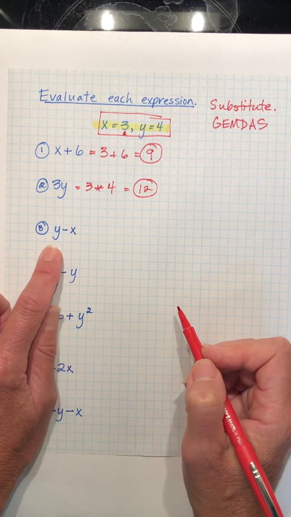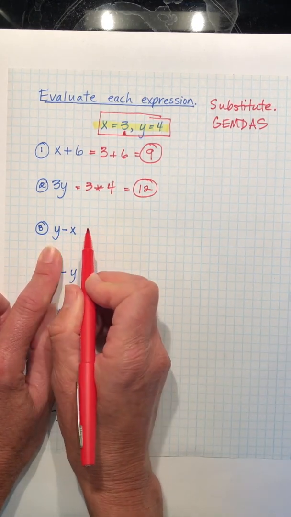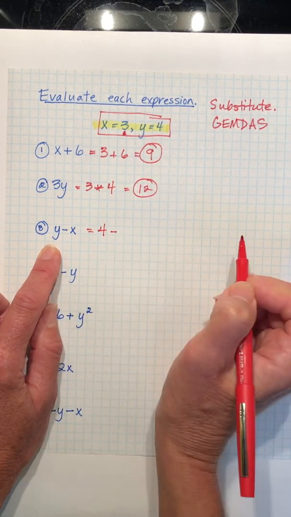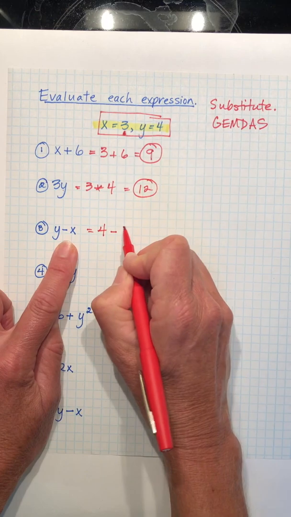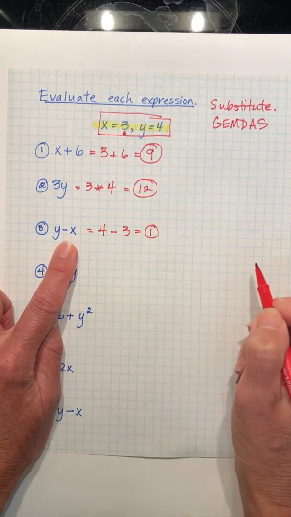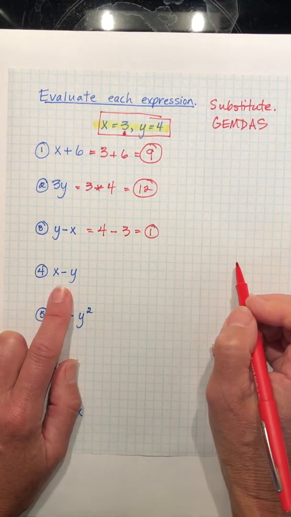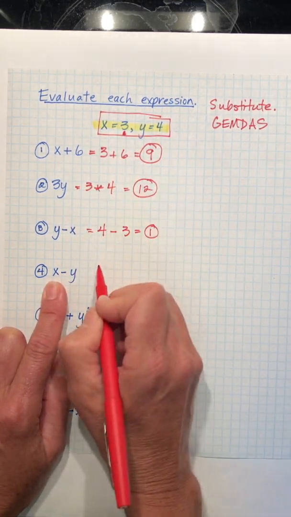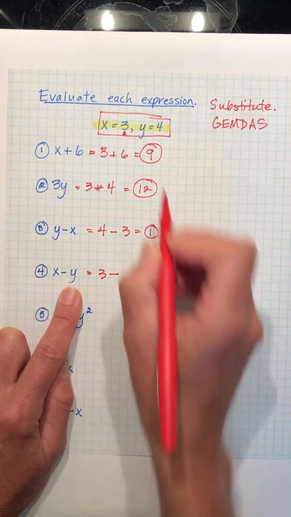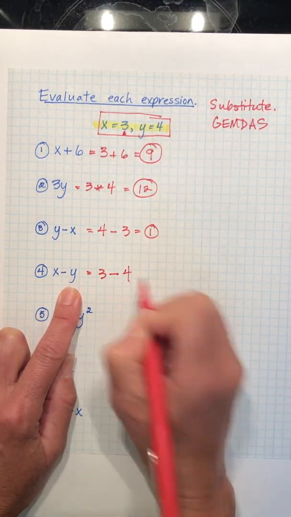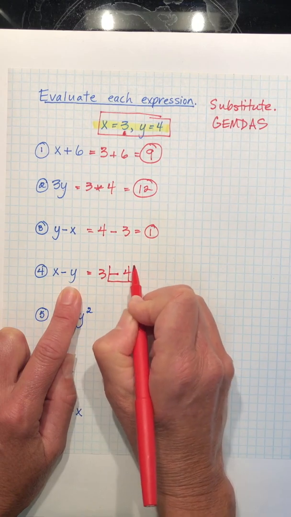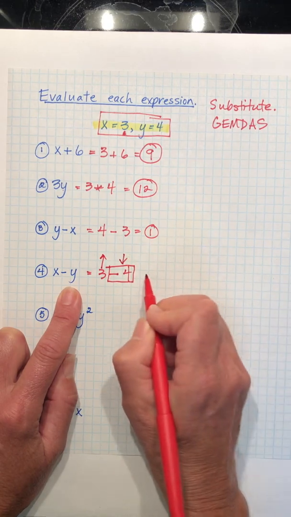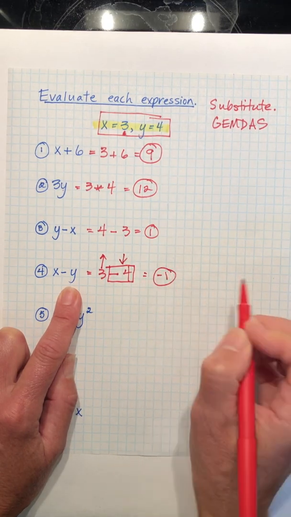All right, let's do the next one. Now we have y minus x. Y is 4 minus x is 3, and we've got 1. Almost the same, but not quite. X is 3. Y is 4. I'm going to put my subtraction to bed. These are likes. These are dislikes. And I get negative 1.